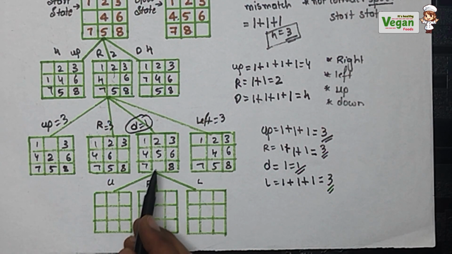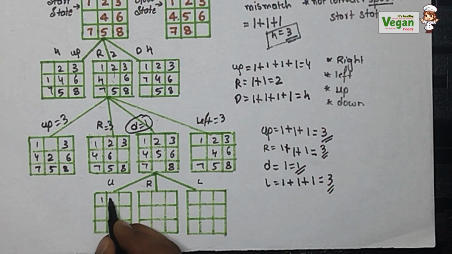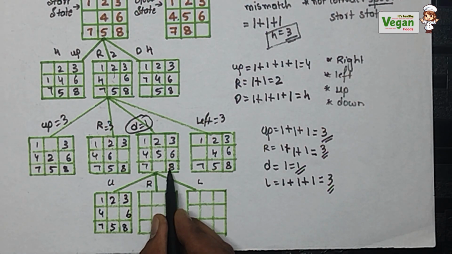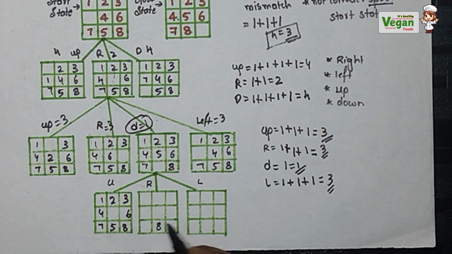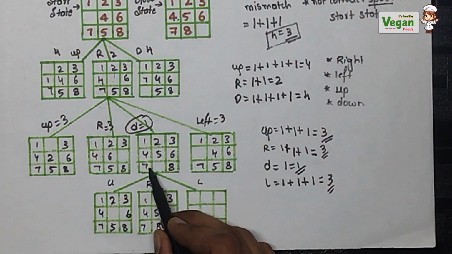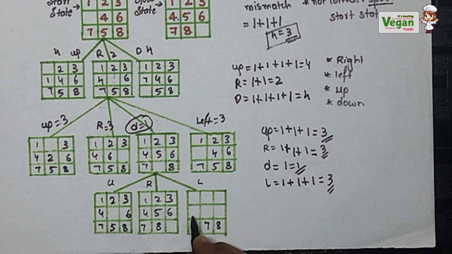If it goes to the upside, free space and 5 will be exchanged. So 5 will come to the place of free space and free space to the 5th place, and all other elements will be same as it is. Next, if it goes to the right, it will be replaced with the 8. 8 will come here and all other elements will be same as it is. Next, if it goes to the left side, 7 will come here and all other elements will be same as it is.